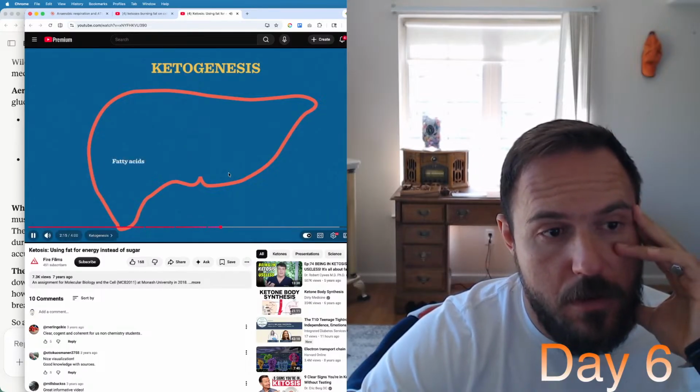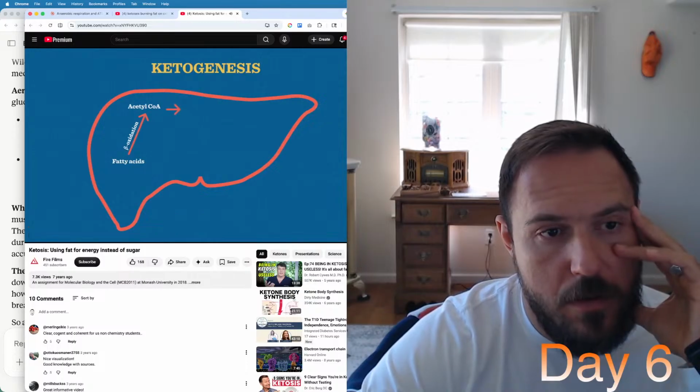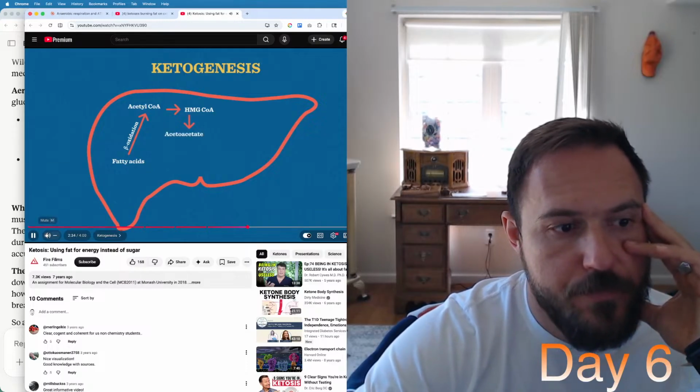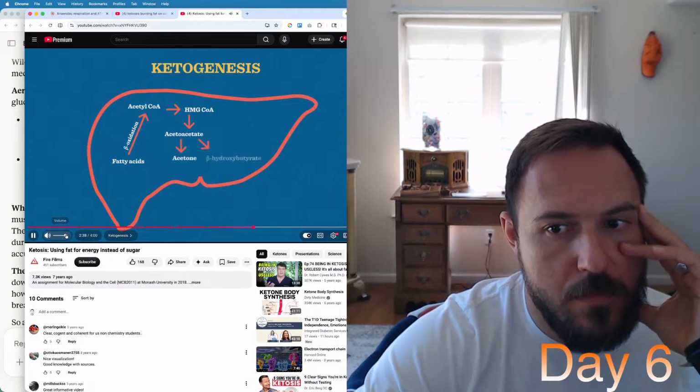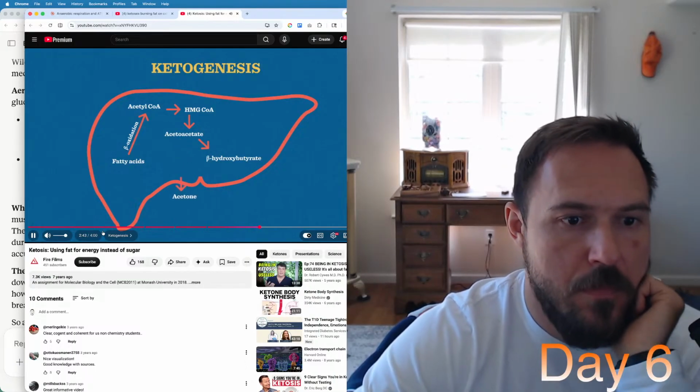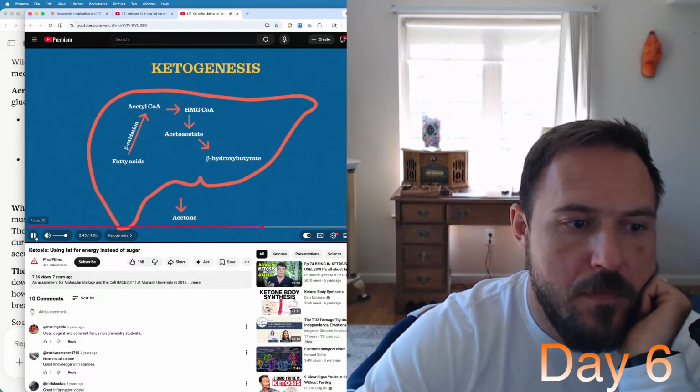Fatty acid molecules are enzymatically broken down via beta oxidation to form acetyl-CoA. Then, through a series of reactions, acetyl-CoA is converted to 3-hydroxy-3-methyl-glutaryl-CoA, which goes on to produce the first ketone body, acetoacetate. The acetoacetate then produces the two other ketone bodies, acetone and beta-hydroxybutyrate. The body cannot metabolize acetone, so it is expelled via the breath.